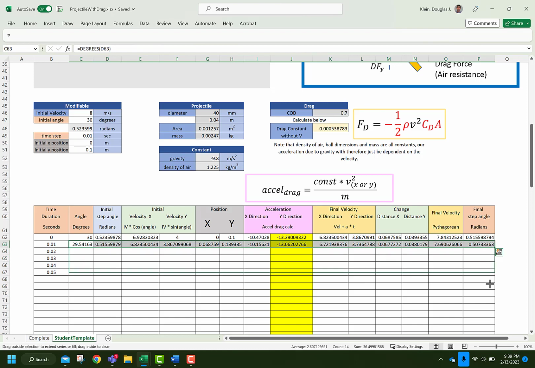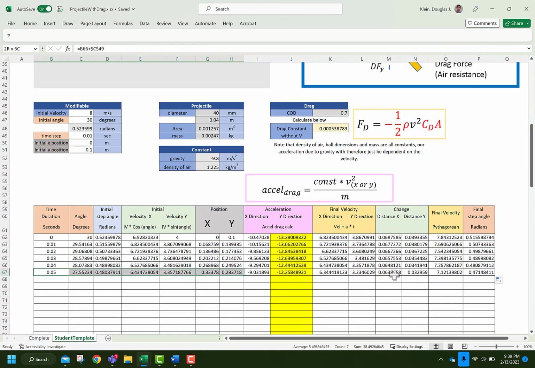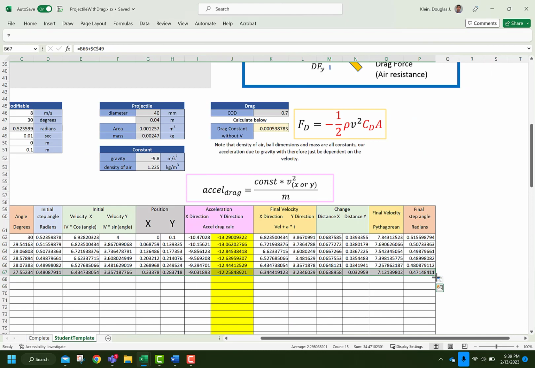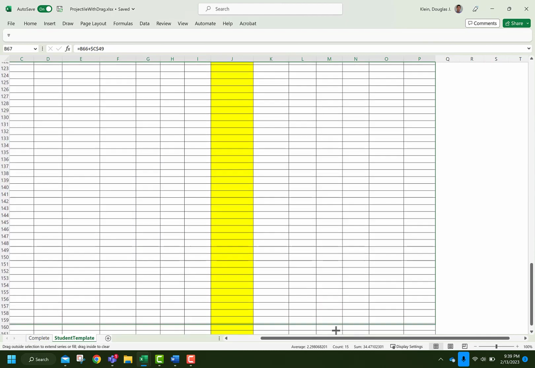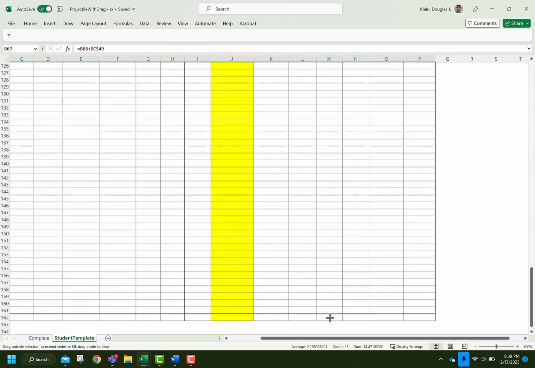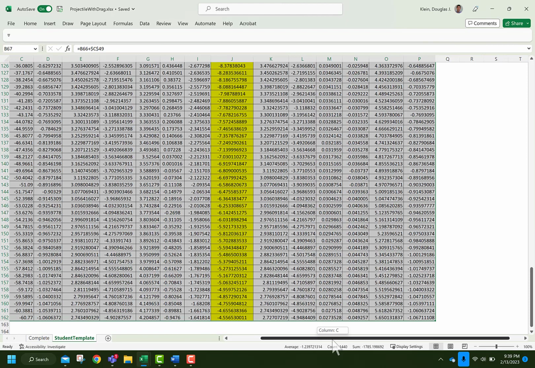So I'm going to pull this down here, right? I'm then going to grab my 0.5 and pull it down the rest of the way also. All the way to 100. Perfect.